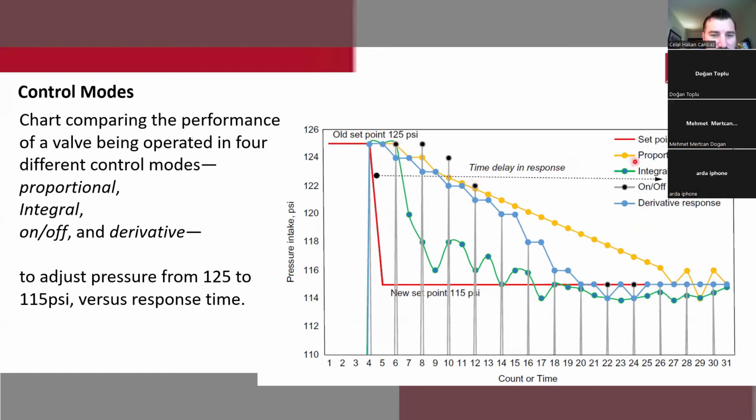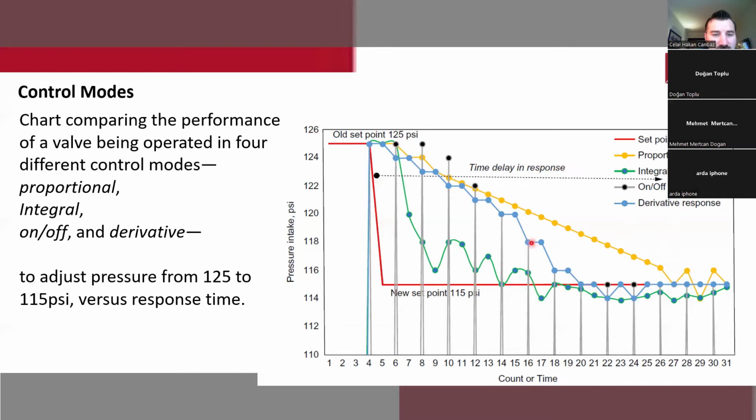When it comes to the proportional, the response gives some fluctuations. In the beginning, it shows a linear decrease, and then fluctuates a bit again in the last times. When it comes to the integral response, it shows a real fluctuation all the time. When it comes to the on off system, it shows different values: 125, 125, starts to decrease, and then comes to 115. See, the response time is totally different than the others.